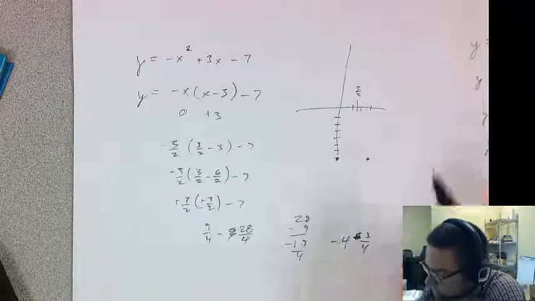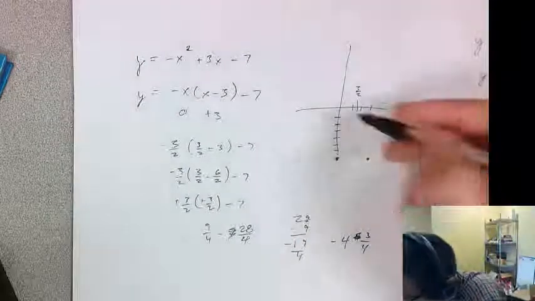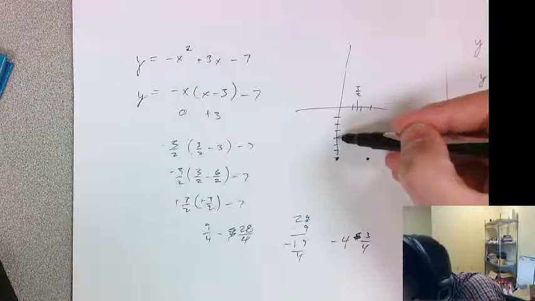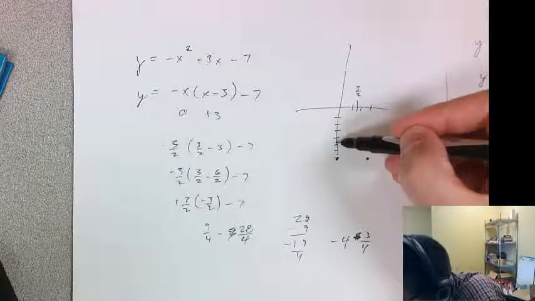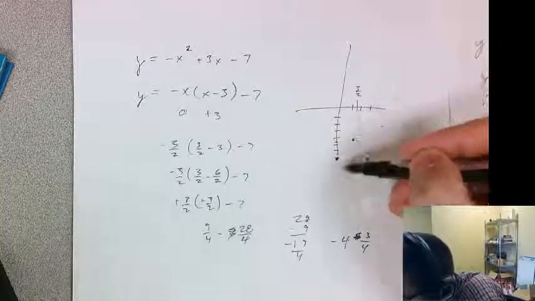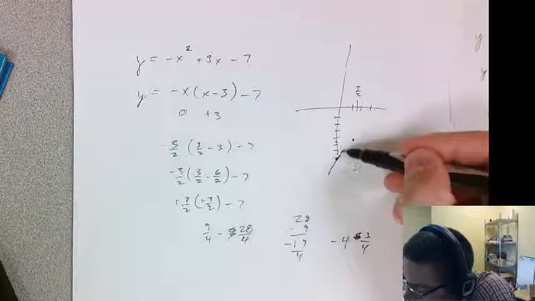Okay, my arithmetic is really bad, if you haven't already noticed. So it's negative 4 and 3/4, so it's not quite down to 5, and that would be my vertex right there. So my U-shaped curve looks something like this.